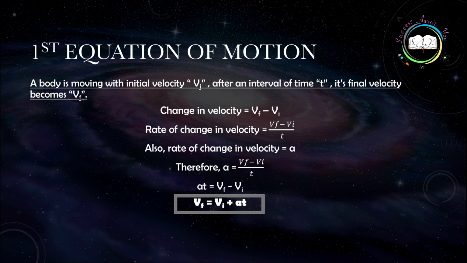But by definition, rate of change in velocity is acceleration. Therefore, a equals vf minus vi upon t. t is dividing on the right-hand side, so we will send it to the left, where it will then multiply to a. Since vi is subtracting on the right side, we will send it towards left, where it will add to at. Now, the equation becomes vf equals vi plus at, which is the required first equation of motion.